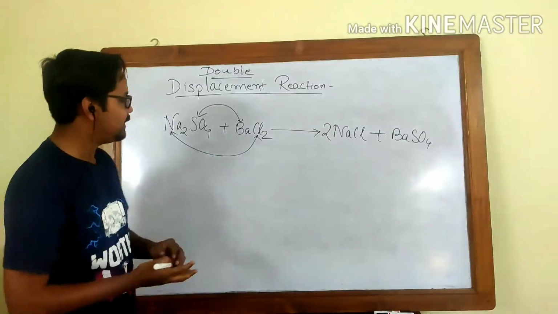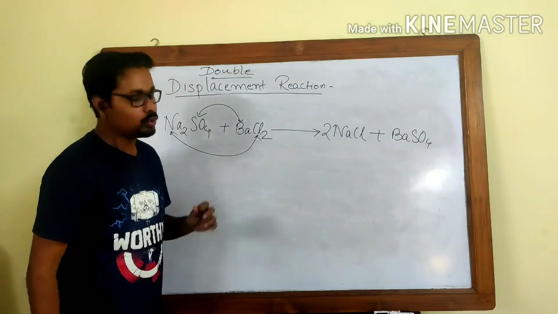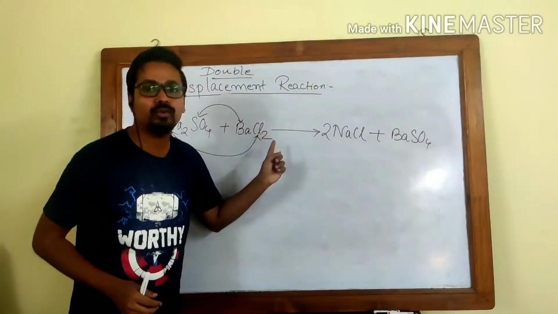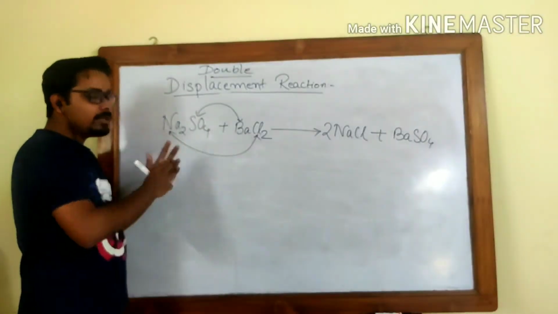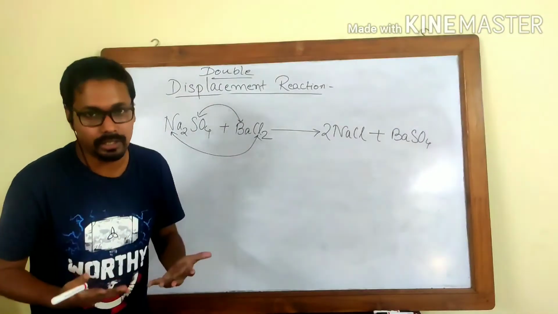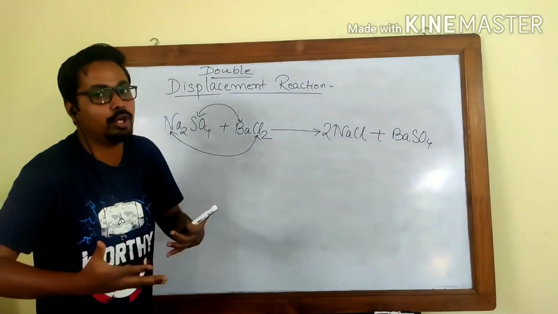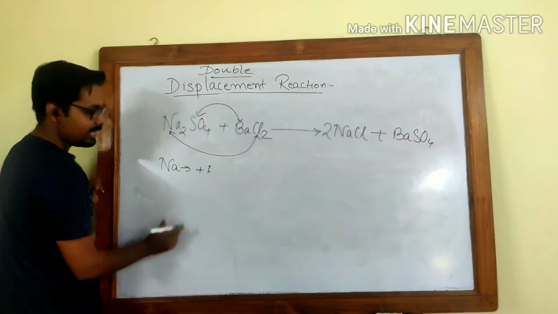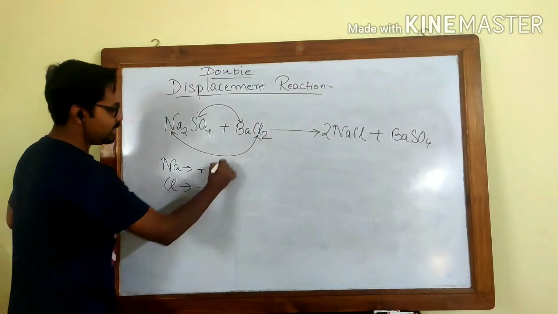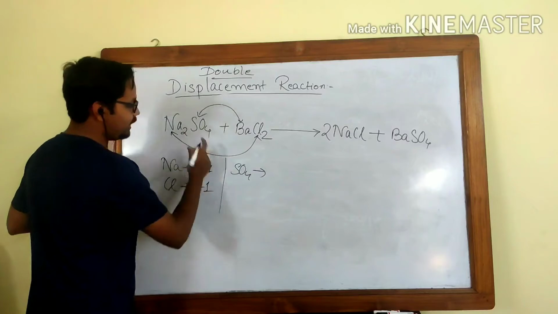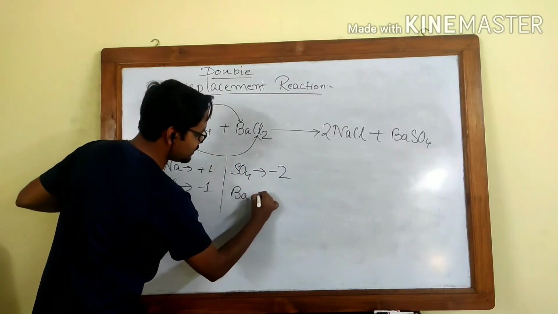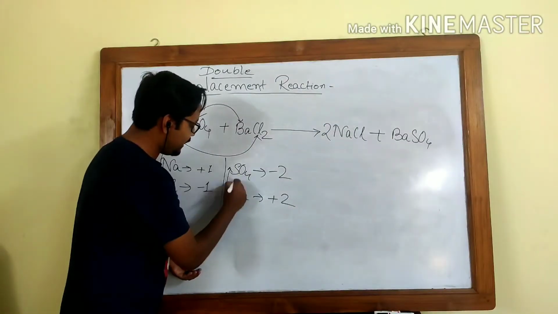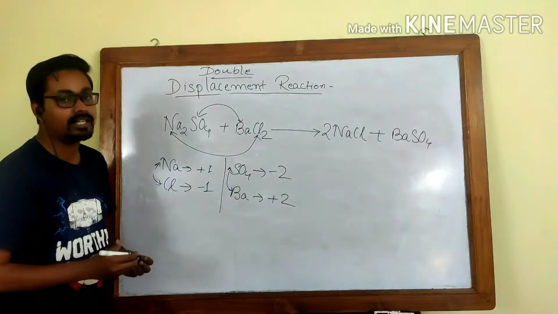First is the reactivity, obviously. Sodium is more reactive than barium, so sodium will try to react. But why will sodium try to react with chlorine? It is already with sulfate. Since sodium is more reactive, it will have higher authority over barium. Now, sodium has a valency of +1. Chlorine has a valency of -1. Sulfate has -2 and barium has a valency of +2. So from here you can understand why barium and sulfate are trying to be together and sodium and chlorine are trying to be together.